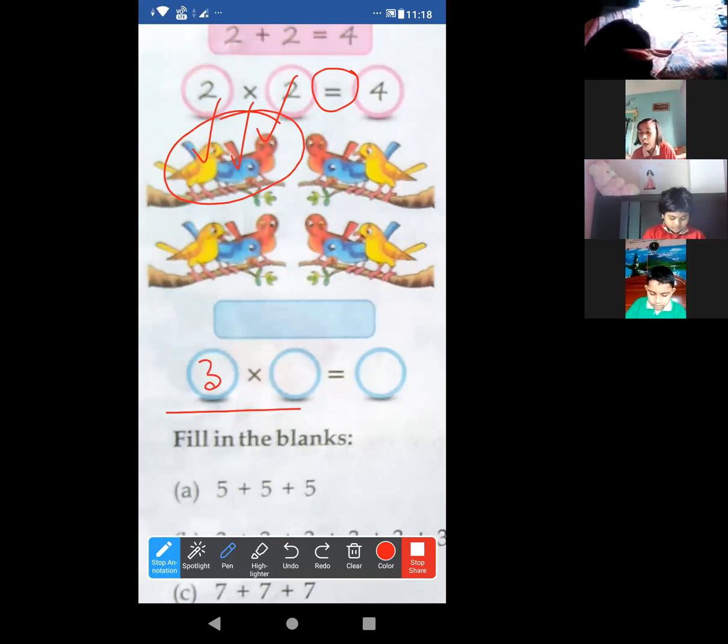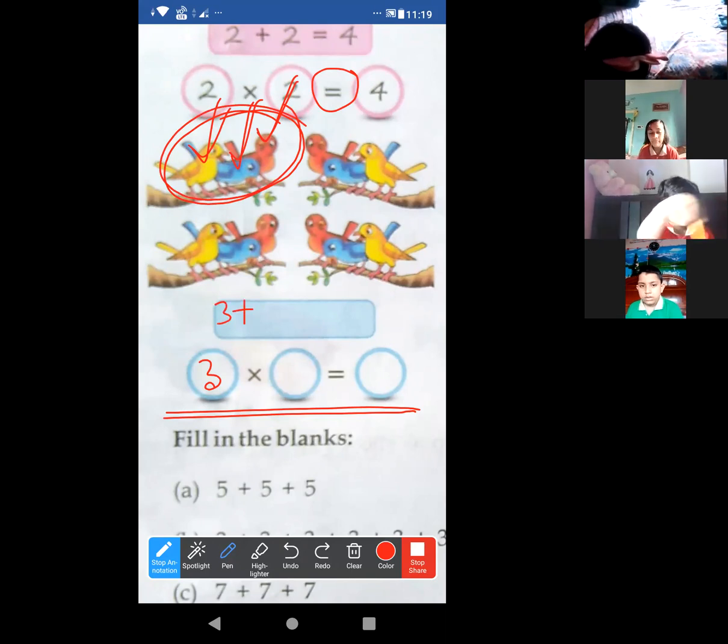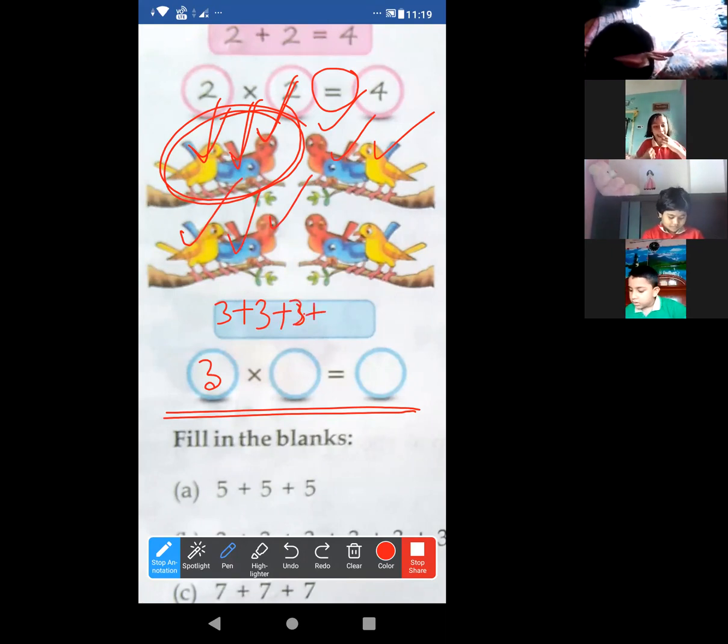I am telling you about the multiplication because addition is very easy. Already I explained. Addition means what? 1, 2, 3. 3 birds are there in one branch. So 3 plus, again these 3, plus, again these 3, plus, these 3. So addition is very easy. We just have to add them. 3 plus 3, 6 plus 3, 9 plus 3, 12. This one is very easy.